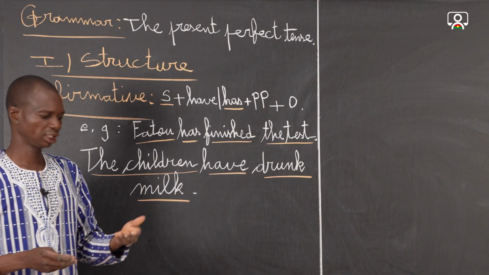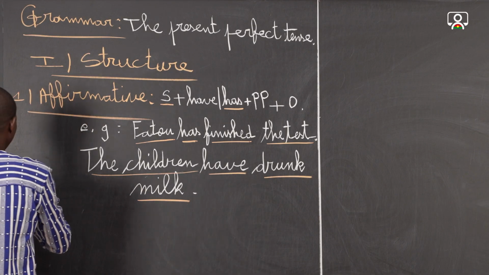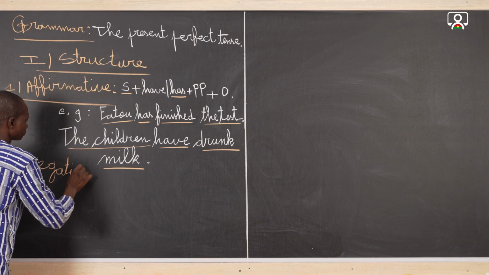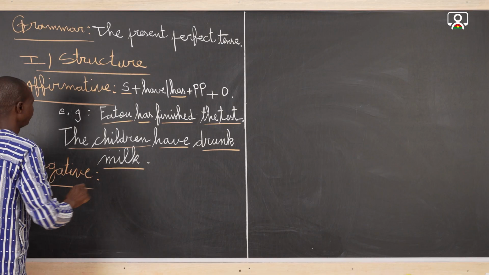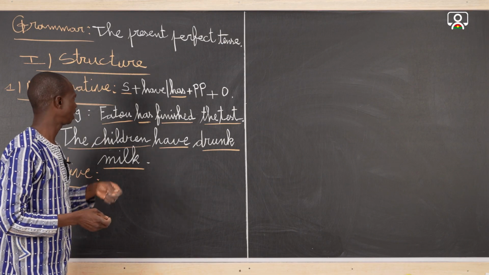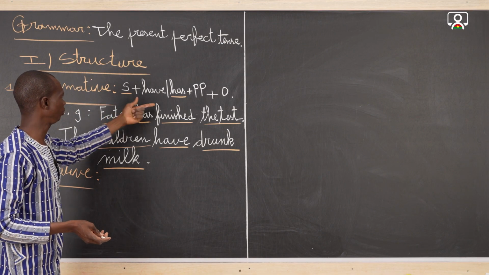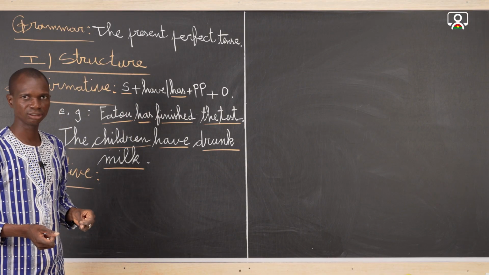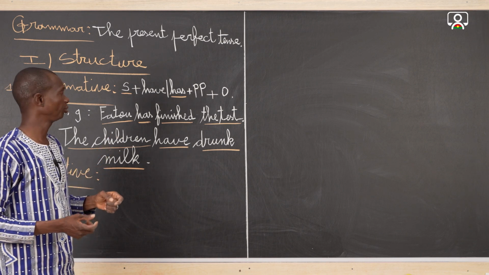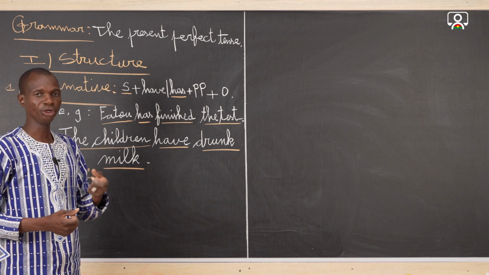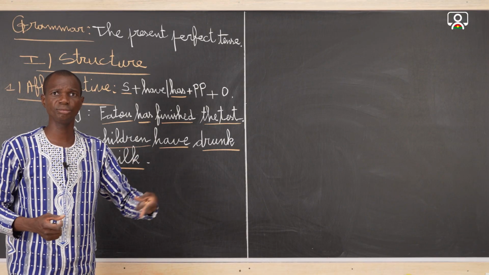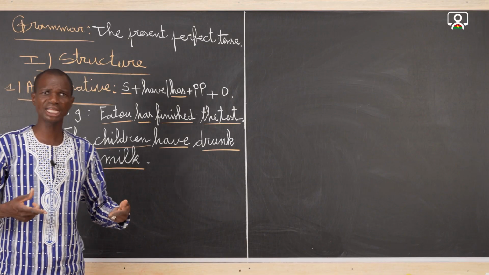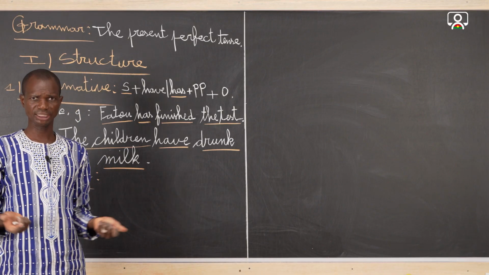Now, what about the negative form? Okay, number 2, negative. Okay, the negative form is also simple. Then we can focus on the structure of the affirmative form in order to give the negative form. We know that not expresses the negative form in all sentences. If you see not, it means that the sentence is negative.